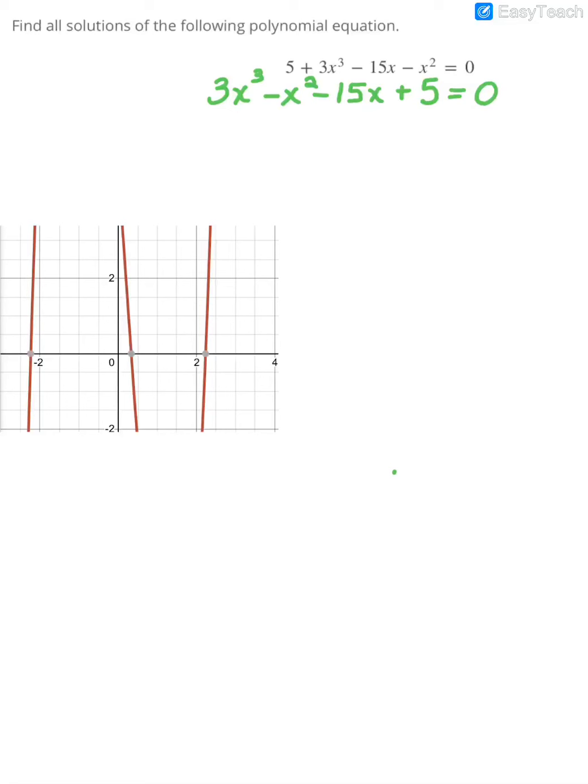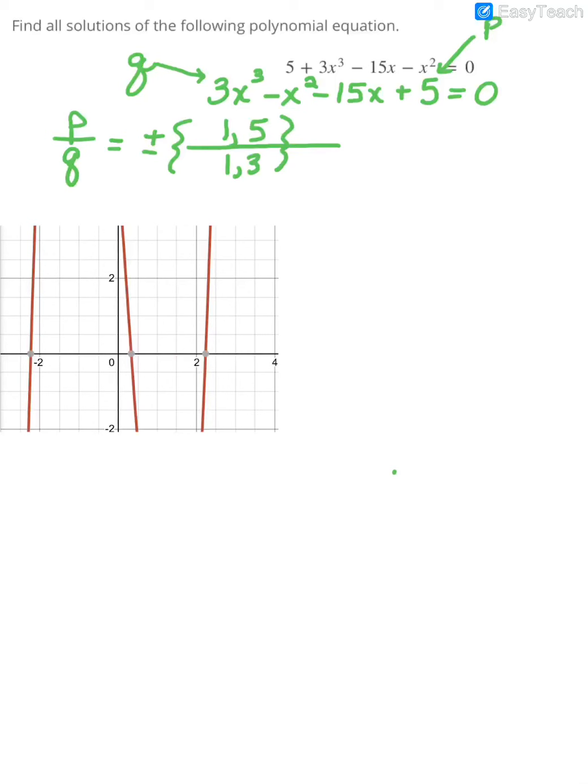So remember, our potential rational zeros come from your positive and negative factors of, first, your constant. So my constant in this case is 5. Those are the p-values. So factors of 5 are both 1 and 5. And then q values come from this leading coefficient, which is a 3. So factors of 3 are both 1 and 3.